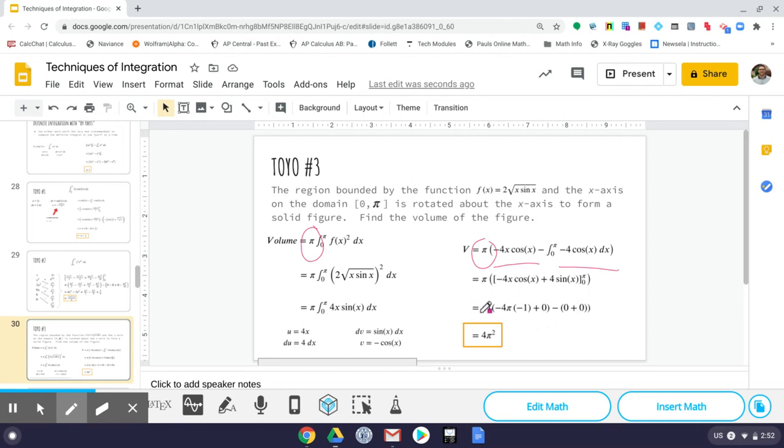Plug all those pieces in together, and here's what we get, right? So here's your f of b, and here's your f of a. All right, so f of pi minus f of 0. I still have that original pi that's out in front. Okay, and then you finally get 4 pi squared from that. All right, hopefully you were able to follow along. Again, make notes, pause the video, look at the work done, try and do it yourself again if you have to, and let me know what questions you have.